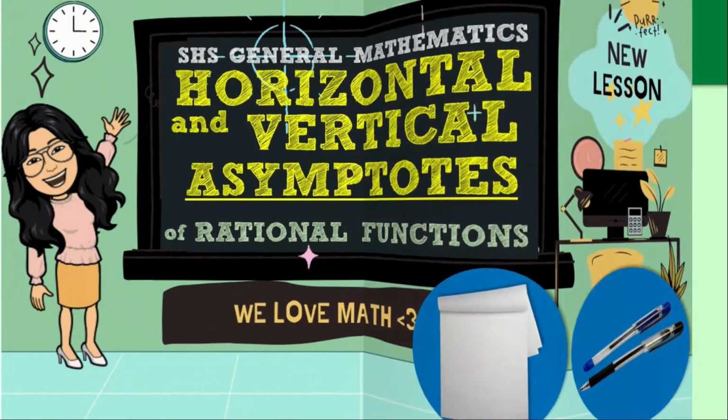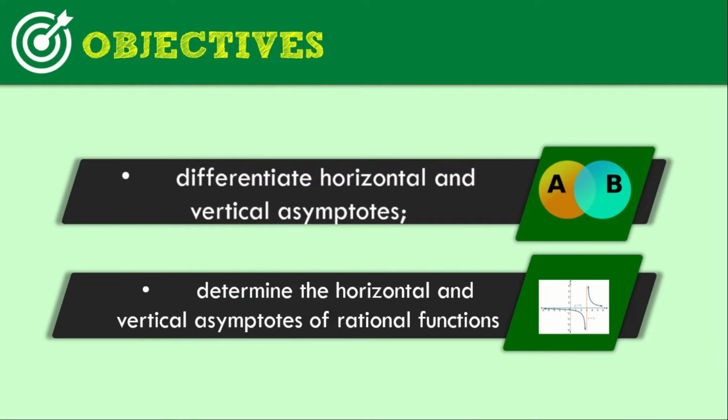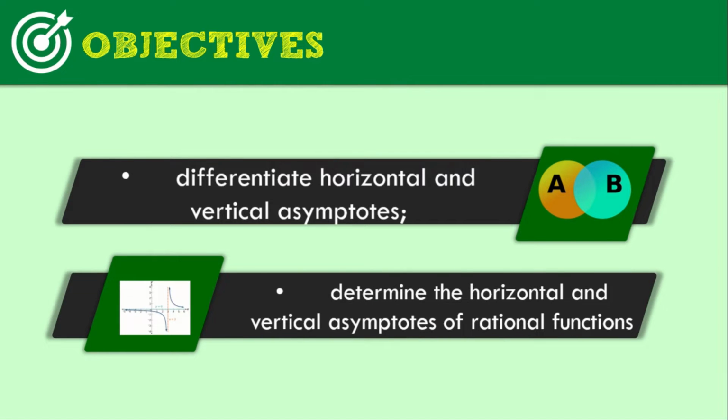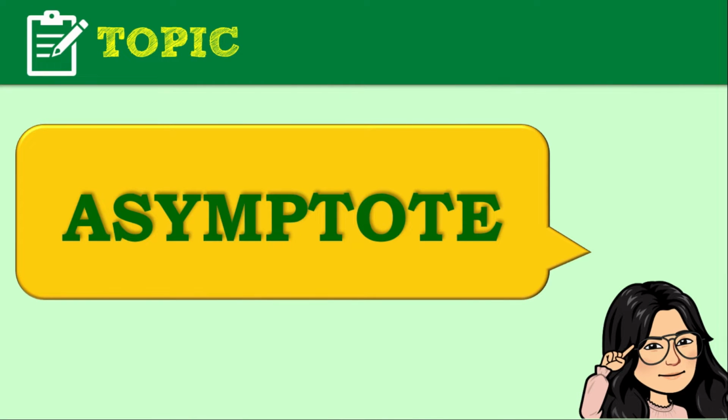At the end of the session, you are expected to differentiate horizontal and vertical asymptotes and determine the horizontal and vertical asymptotes of rational functions. The main highlight of this session is the topic about asymptotes. What do you mean by that?